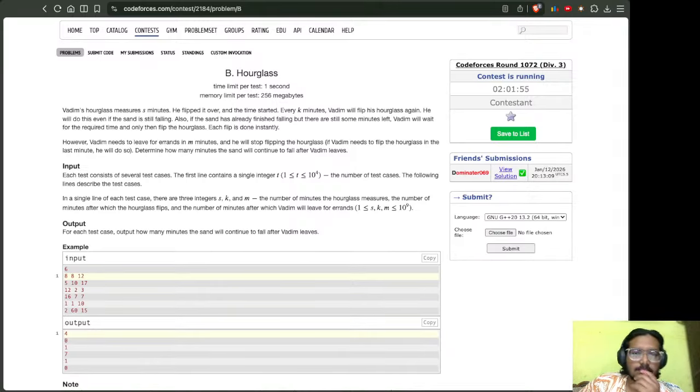Wait. S, K, M: the number of minutes the hourglass measures, the number of minutes until the hourglass flips, and the number of minutes until Vladimir leaves. Okay. Output how many minutes the sand will continue to fall after. Okay, fine.